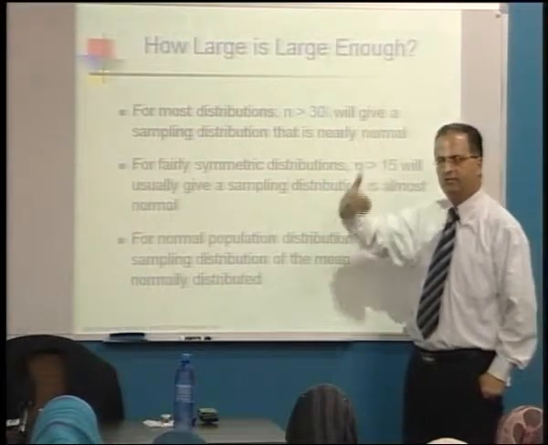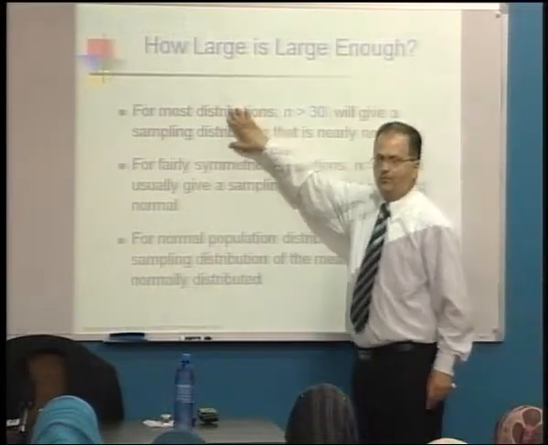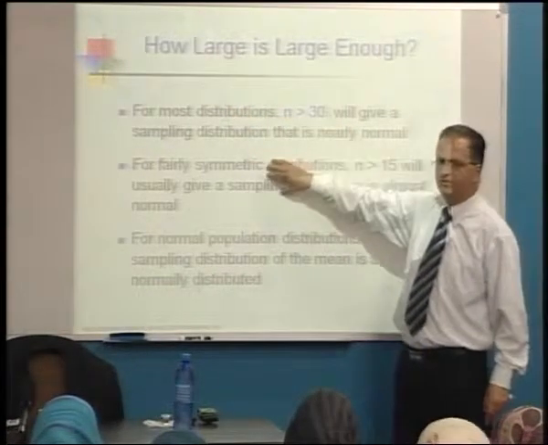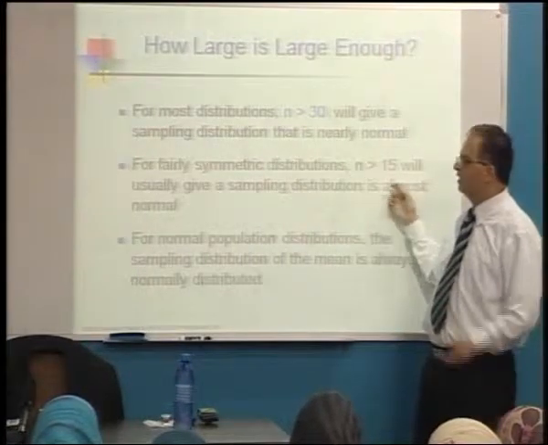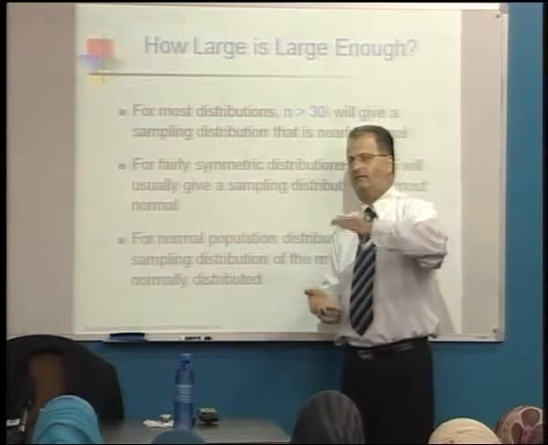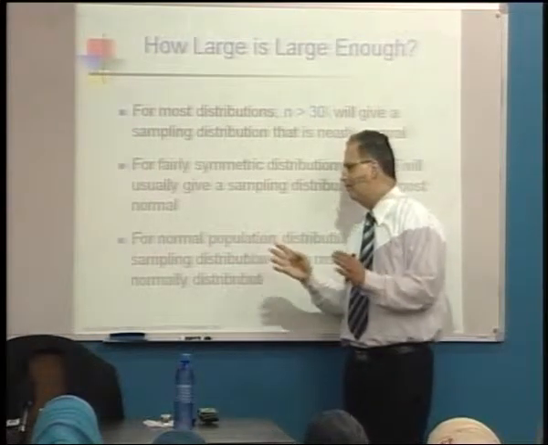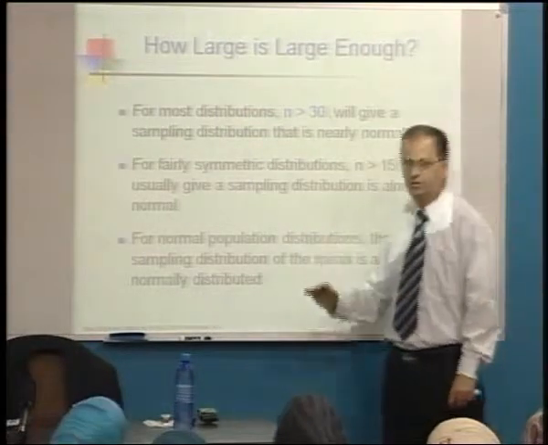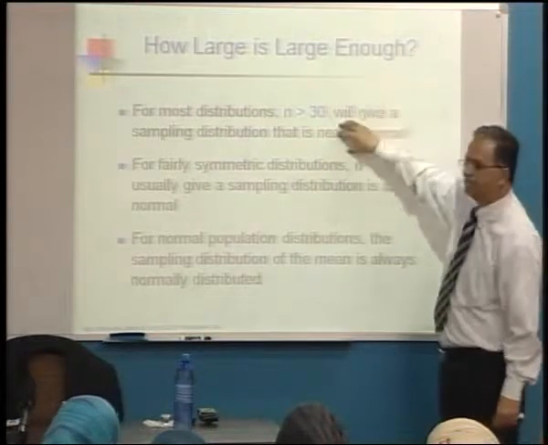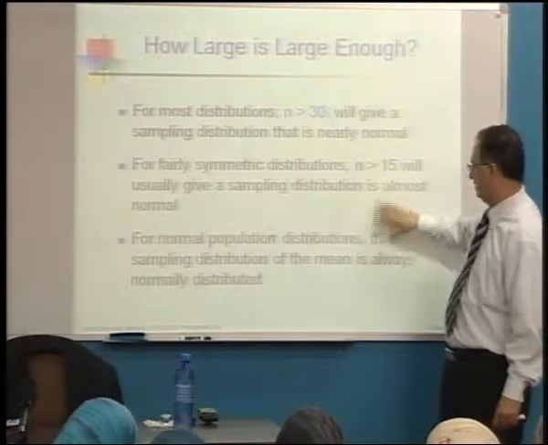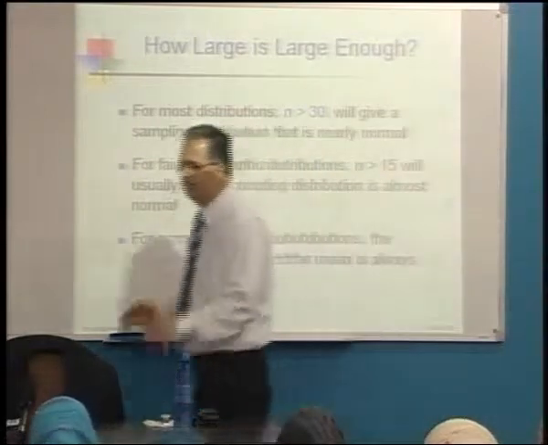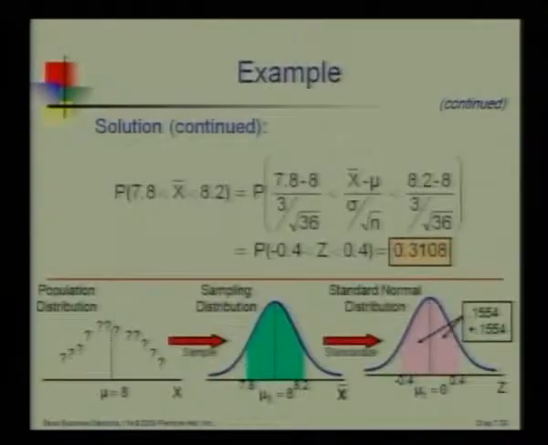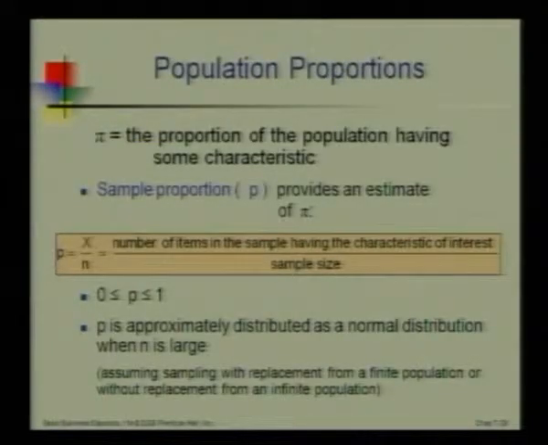So we have three cases. One, for most distributions, we need a large sample, n above 30. For symmetric distributions, n above 15. But if the population is normally distributed, then regardless of the sample size, the sampling distribution of the sample mean is always normally distributed. So here it's nearly symmetric, almost symmetric, and the other one is always symmetric. So we have to distinguish between these three cases. And I think we gave one example. Now let's move to another part.